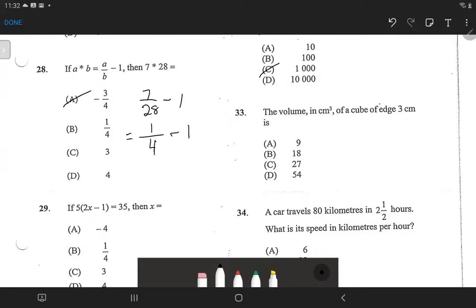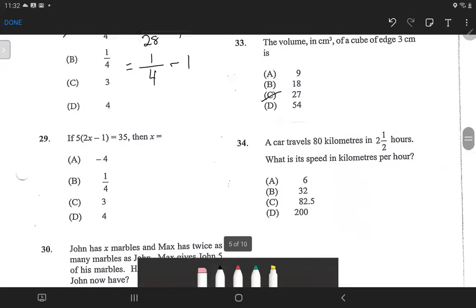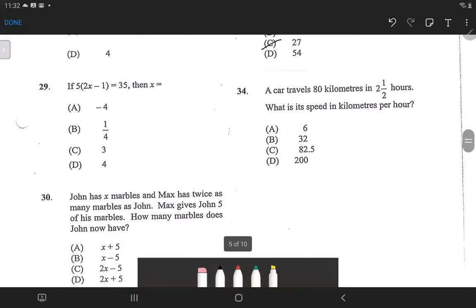The volume in cm cubed of a cube of edge 3 cm, it is 3 by 3 by 3, which is 27, or 3 cubed. If 5 into 2x minus 1 is equal to 35, then x is equal, so we have to start with 5 into 2x minus 1 equal 35.